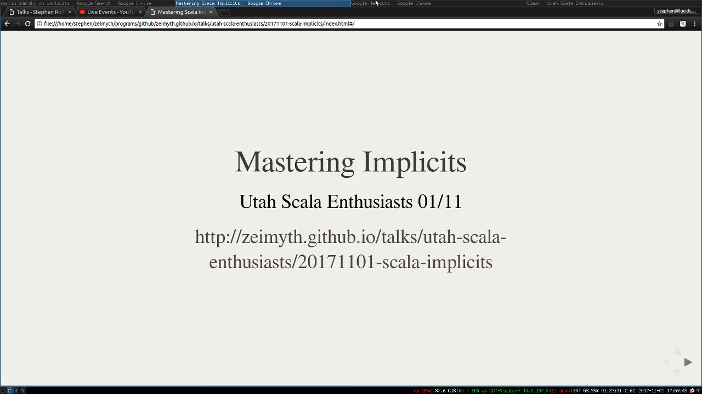So, I was only half paying attention because I was enjoying my pizza. Who here's used Scala for more than 5 years? How about 3 years? Okay. 2 years? Okay, so it looks like everyone in here raised their hand by 2.